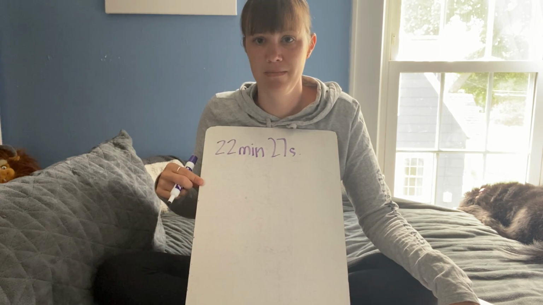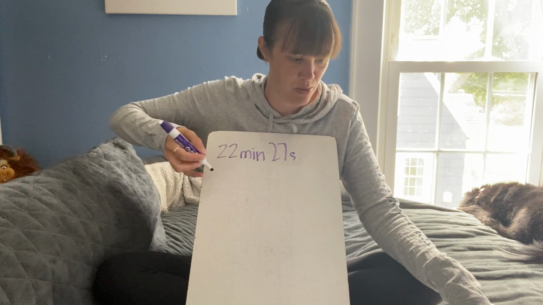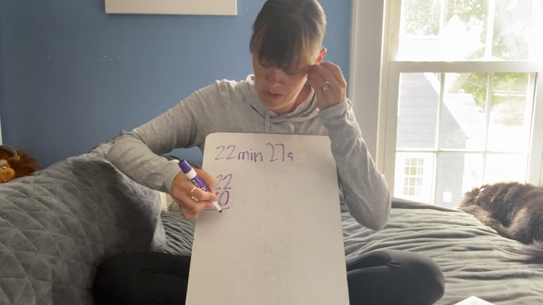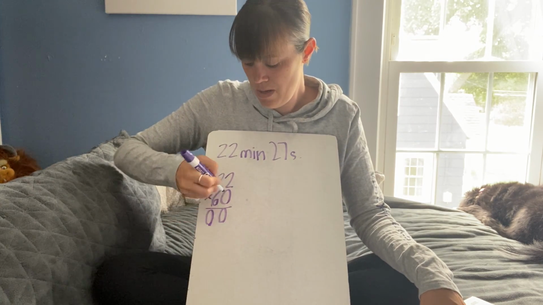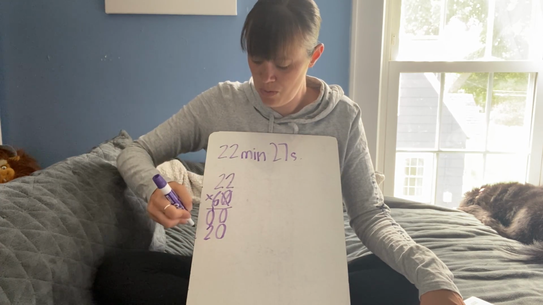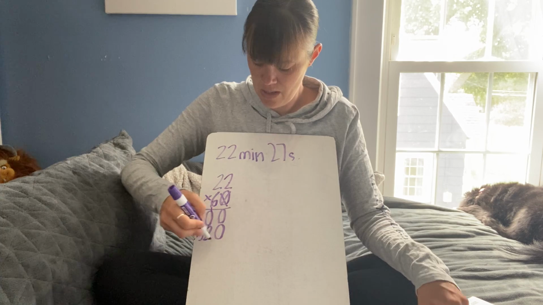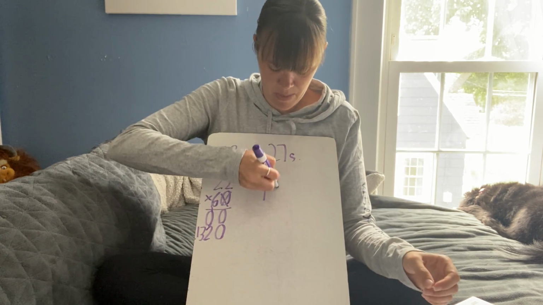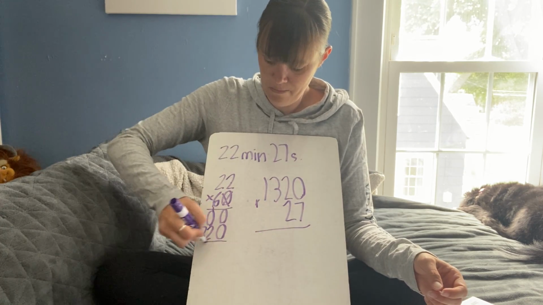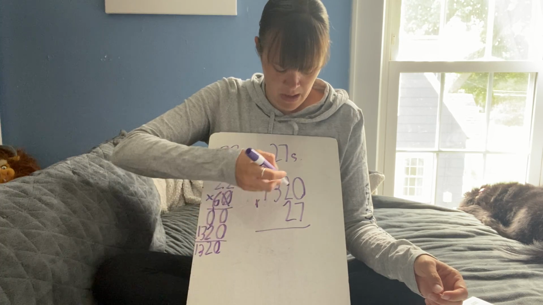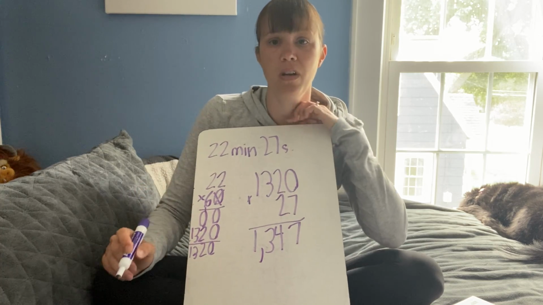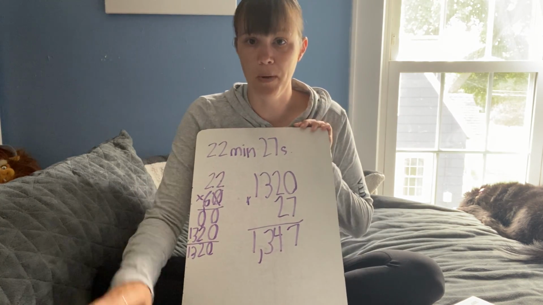Or we can just multiply. I'm just going to multiply. So we're doing 22 times 60. 0 times 2 is 0, 0, 0. Place value holder. 6 times 2 is 12. Regroup. 6 times 2 is 12, 13. Woo! 1320. Now I need to take my 1320 and add 27 seconds to it. So 7, 4, 3, 1. 1,347 seconds. This is a big one.